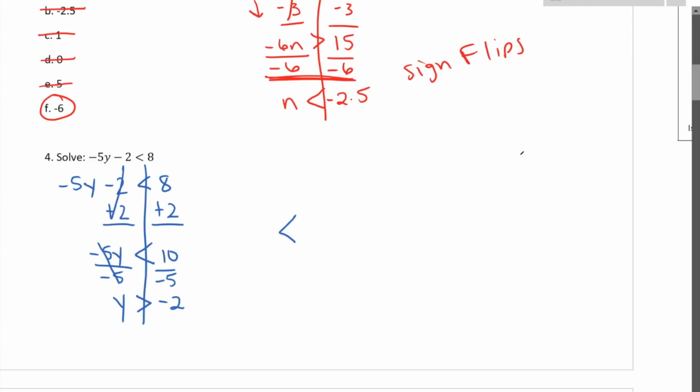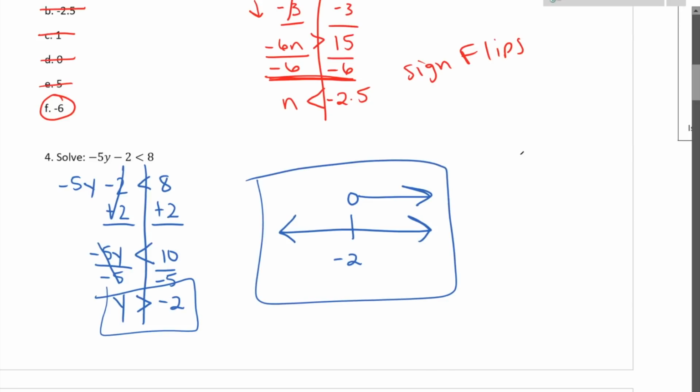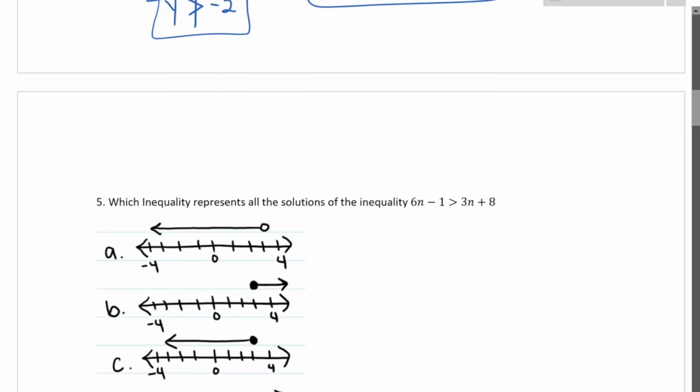If I were to graph that, we're going to put negative 2 right here. It's an open circle. And since my y is first, I'm going to go in the direction that it tells me. So this is my answer. Okay, moving on to number 5.